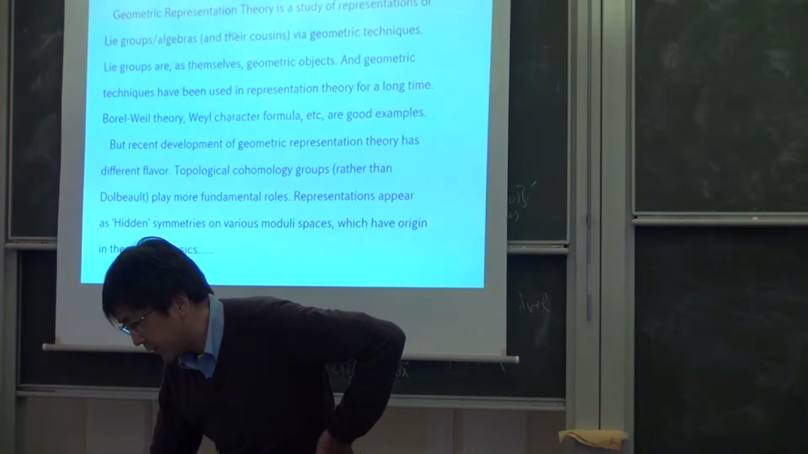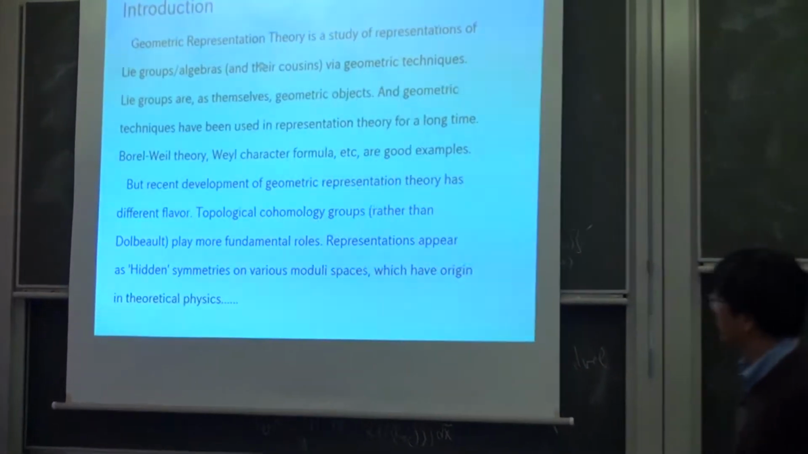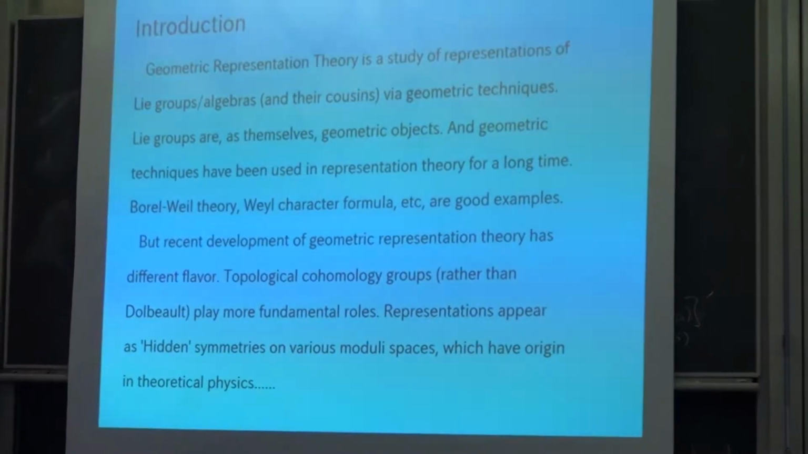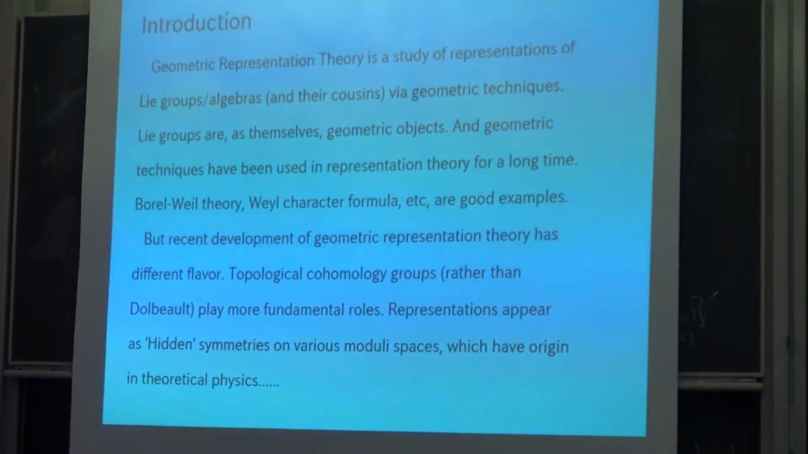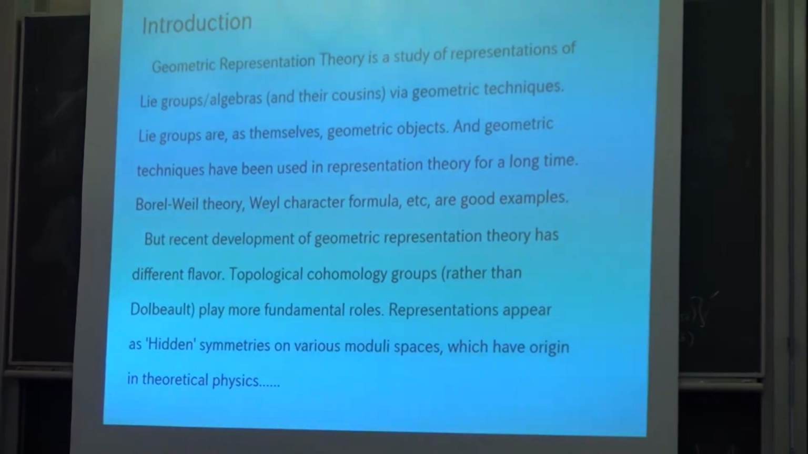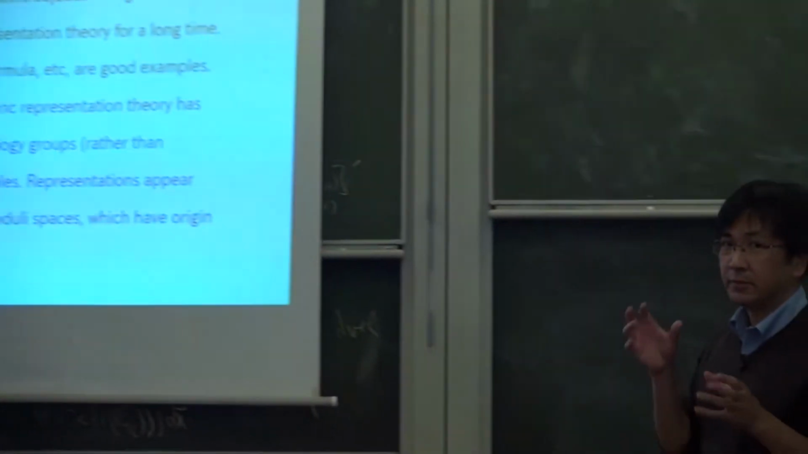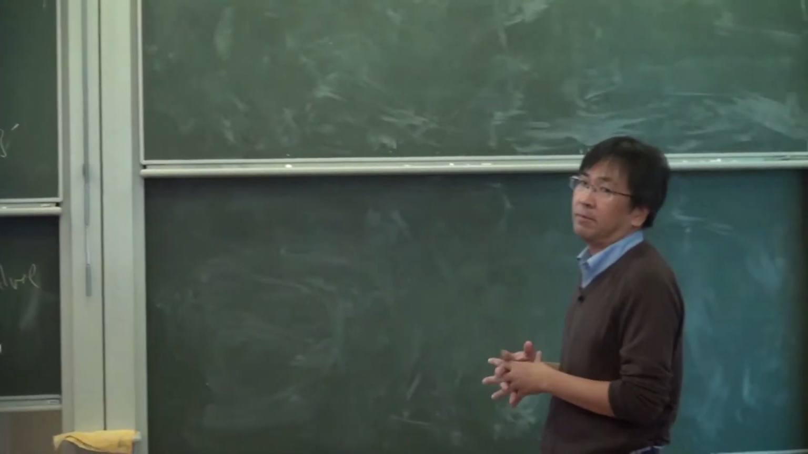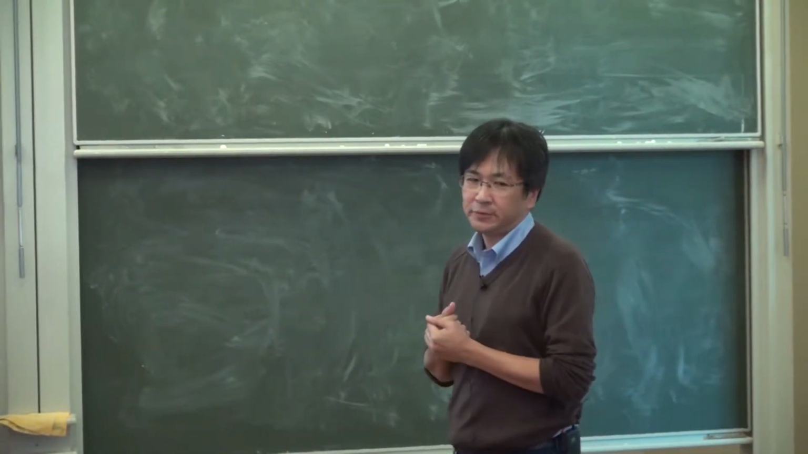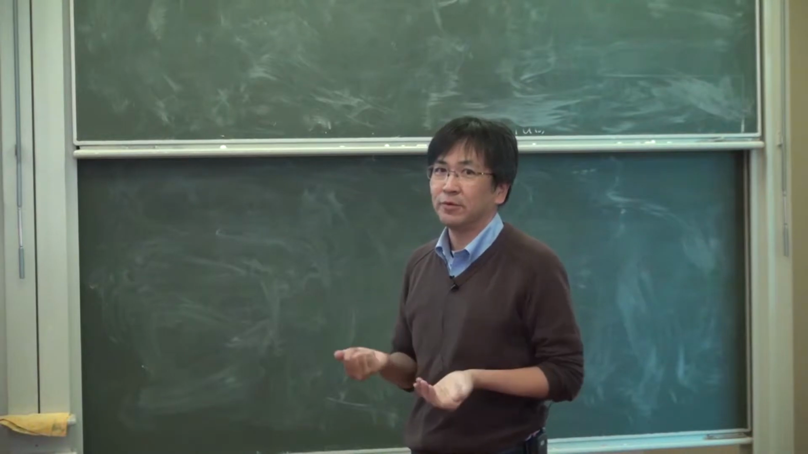So I first briefly explain what geometric representation theory is. Geometric representation theory is a study of representations of Lie groups or Lie algebras or some of their cousins via geometric techniques. So Lie groups are manifolds, an example of manifolds, and simultaneously a group. The manifold structure and the group structure are compatible. So Lie groups themselves are geometric objects.